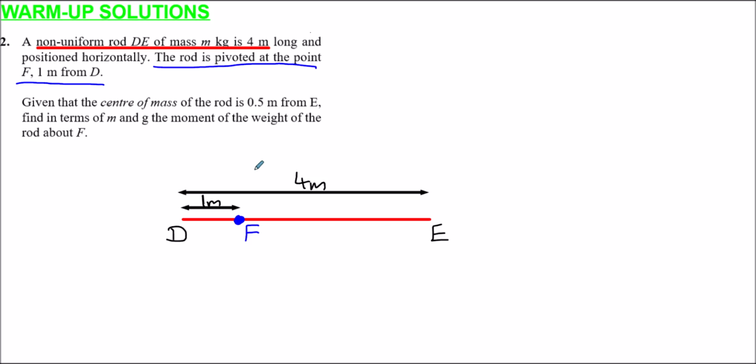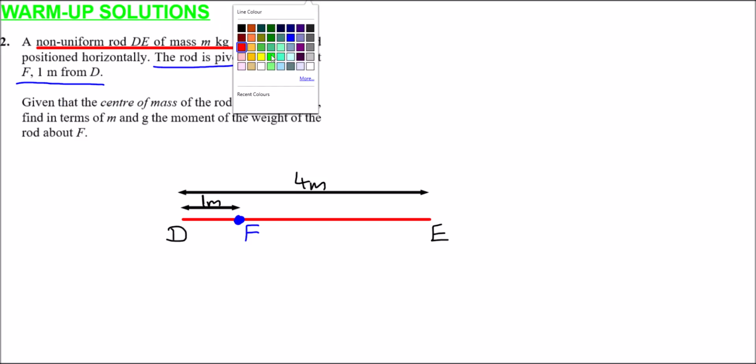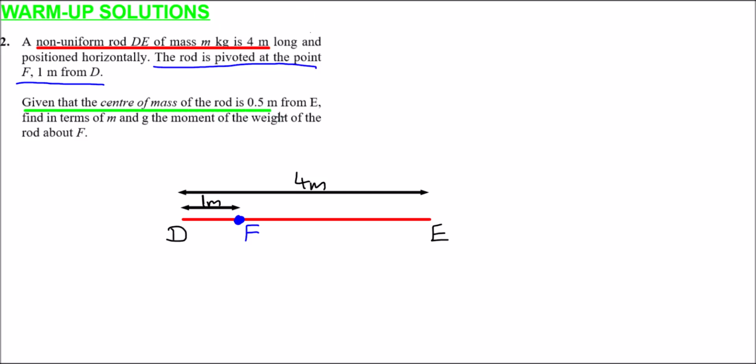So next, we're told that the centre of mass of a rod is 0.5 metres away from E. So we can add this information in as well. So the centre of mass is acting here. So this rod is massively weighted towards this end. So that's the centre of mass where it's acting. And we're told it's got a mass of m.